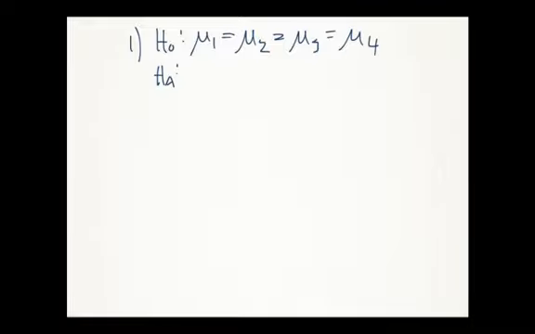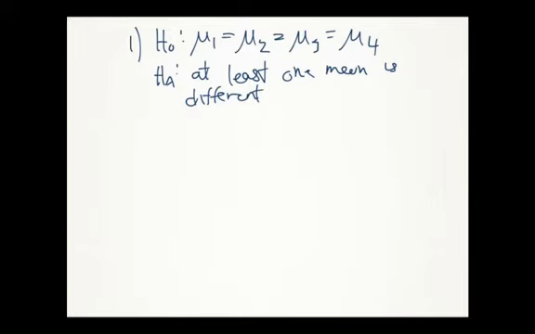Okay, so remember we're going to go through our 7 steps of hypothesis testing. First step, what is the null? I'm just going to say that the mean in these 4 groups is equal. And the alternative is that at least one mean is different from the rest.